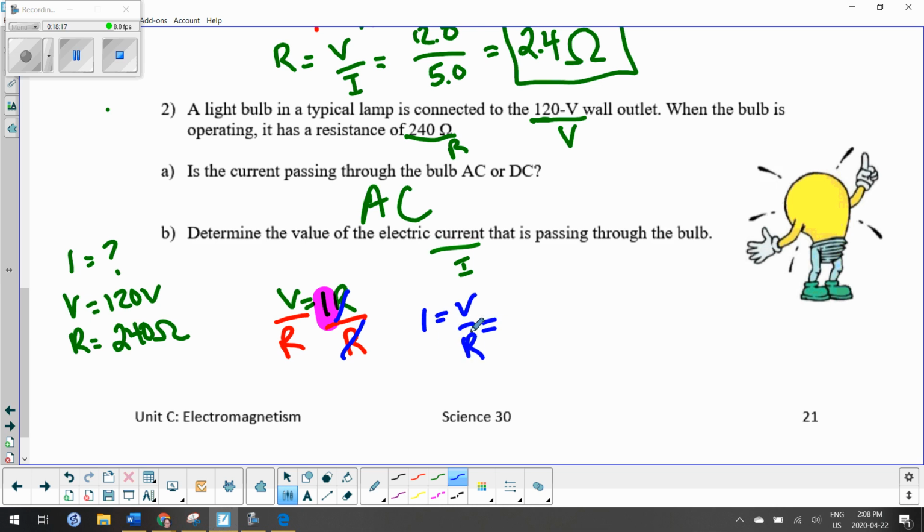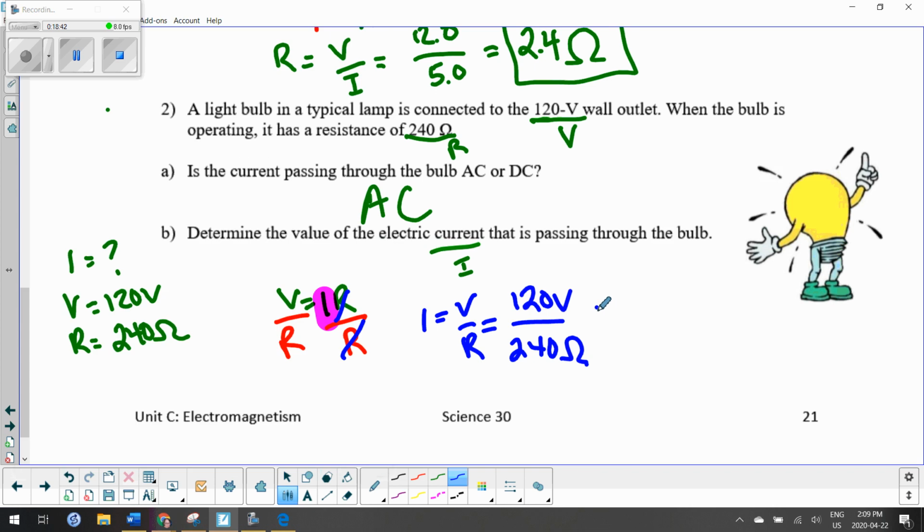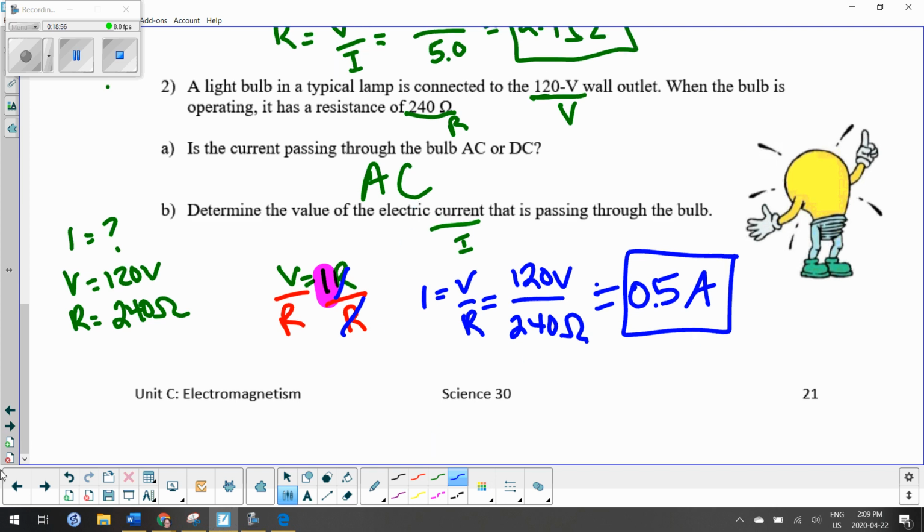And now you just substitute in your numbers. V was 120 volts. Resistance is 240 ohms. And now handy dandy calculator. 120 divided by 240, if you can do this in your head, by all means. You get 0.5. So 0.5, and then current is measured in amps. Bingo, done.